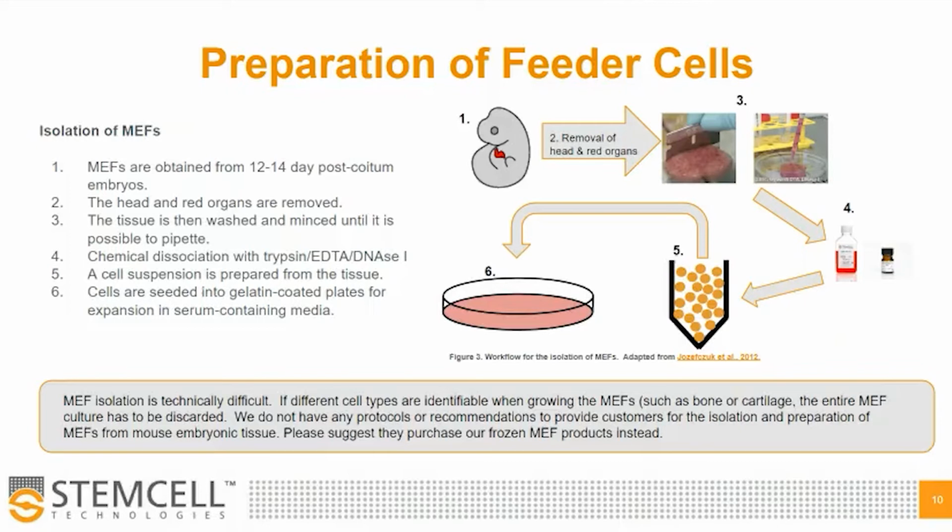The minced tissue is treated with trypsin EDTA and DNase 1 to create a single cell suspension, which is then plated in a gelatin-coated tissue culture treated flask. The cells are harvested 24 to 48 hours later and should be at least 95% confluent.